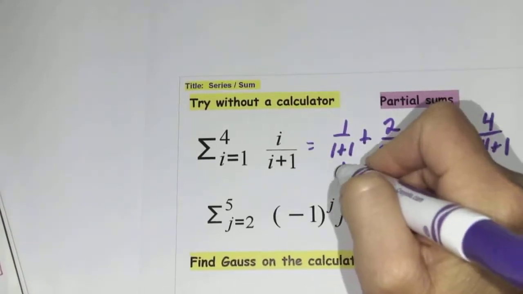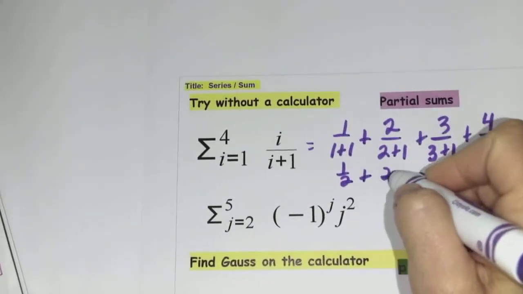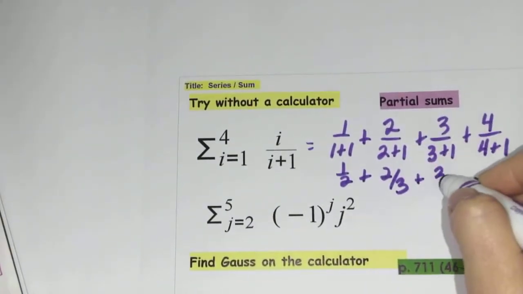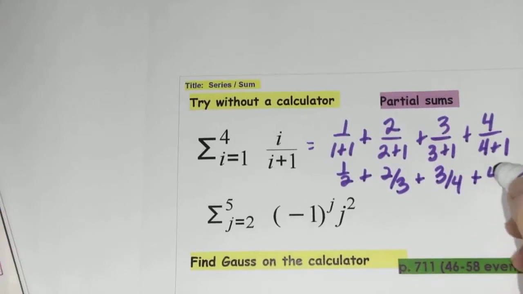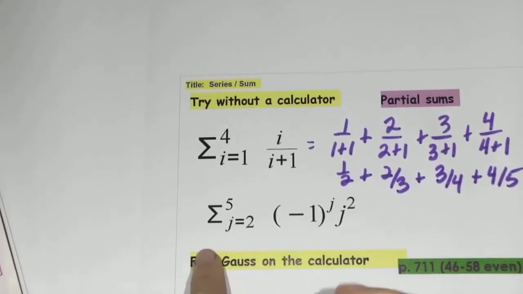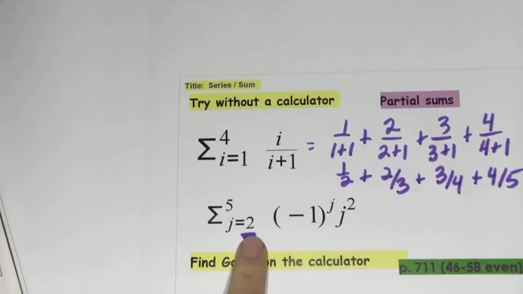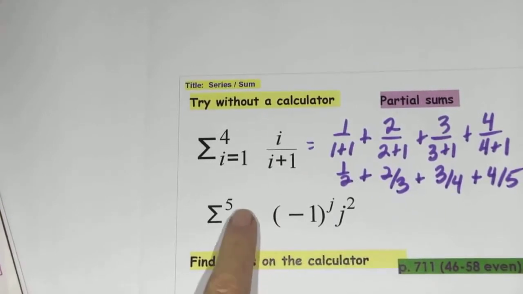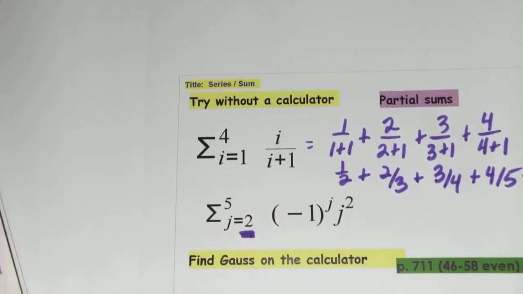When I do that, I get 1/2, 2/3, 3/4, and 4/5. And if I add those together, I get 163/60. And then the next one here, careful, this doesn't always have to be a 1. I'm adding the second, the third, the fourth, all the way up to the 5th term.